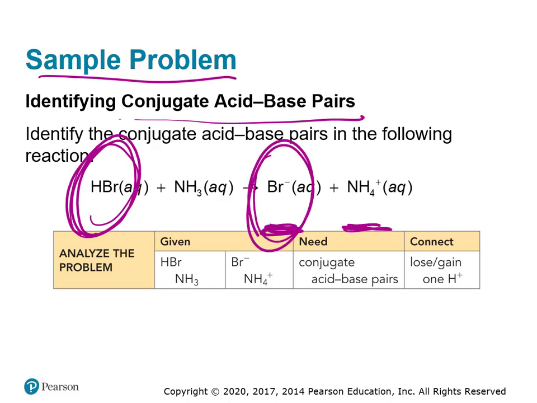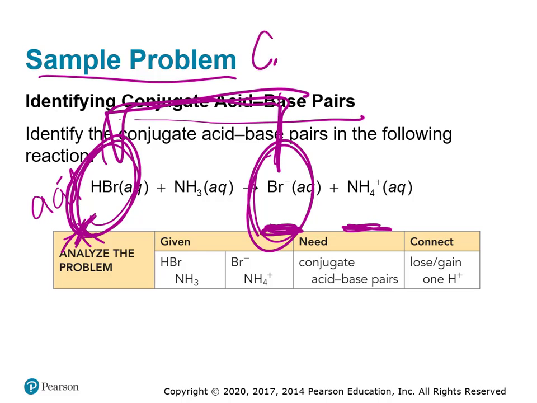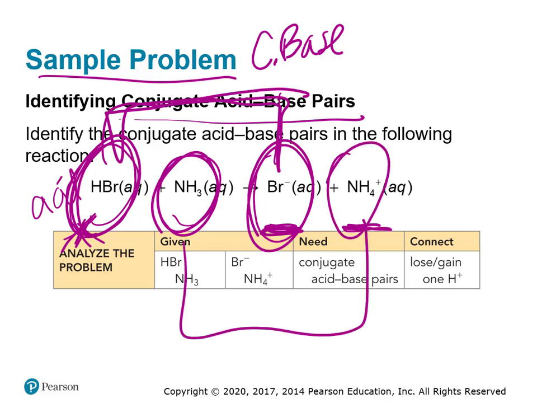Well, hopefully you're able to go, oh yeah, Br- and HBr are very similar. The only difference is on the left we have more hydrogens, one more H. So this must be my acid, and I'm going to connect them. This is my first acid-base pair, and therefore on the right this must be my conjugate base because the acid is on the left. So therefore, this must be my second pair, NH3 and NH4+. Very similar. One has more hydrogens. Which one has more hydrogens? The NH4+. So that is my acid. And because it's on the right, it's the conjugate acid. So its pair is the base.